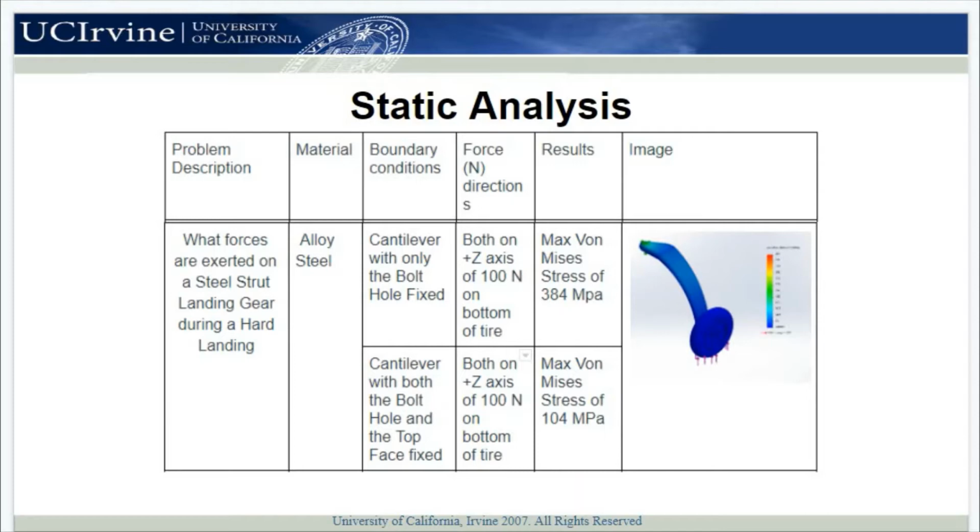This value was based off the estimated weight of the model, which was roughly around 1 kilogram. Based on this first case, it had a maximum von Mises stress of 384 megapascals and a second max stress of 104 megapascals, with a yield stress of 604, which makes the part not yield.